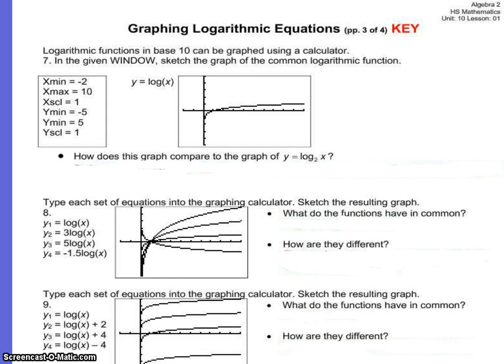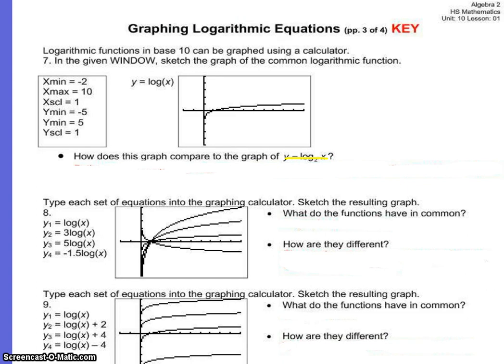Now the great thing about our calculators here is logarithm functions in base 10 can be graphed using a calculator. So in the given window, it's telling us to sketch the graph of the common logarithmic function. And then it wants to know, how does this graph compare to the graph of y equals log base 2 of x? Why is it asking me to compare to this graph here? Because that's considered my parent function.